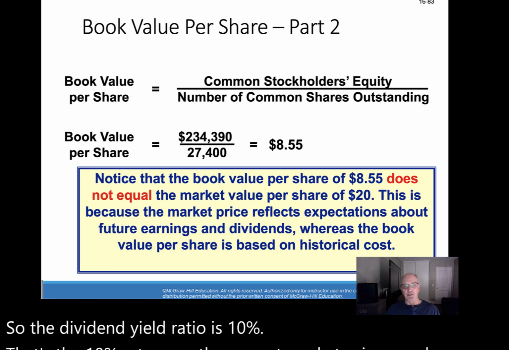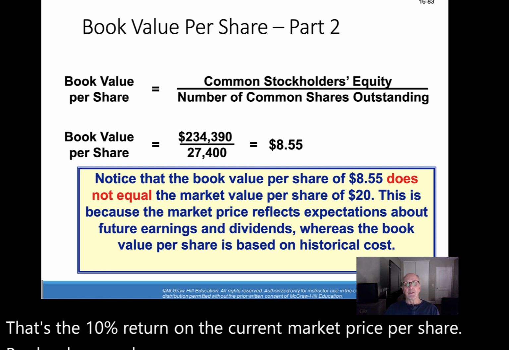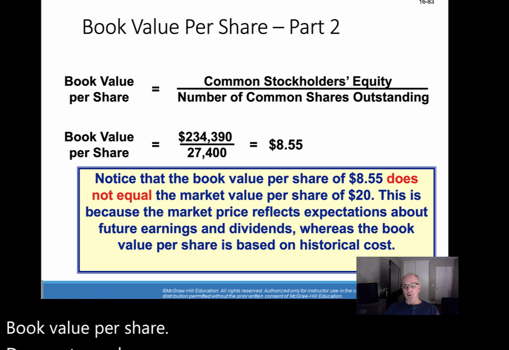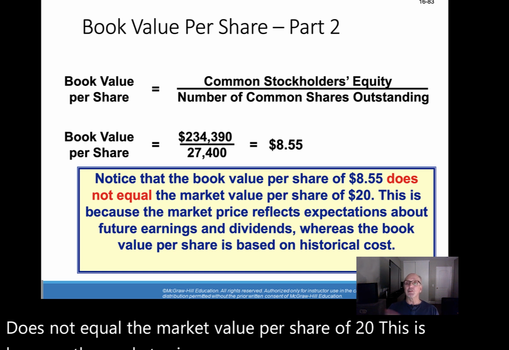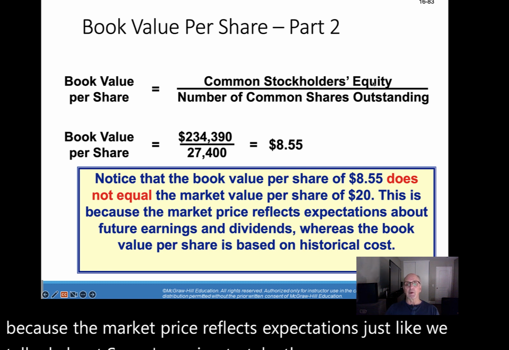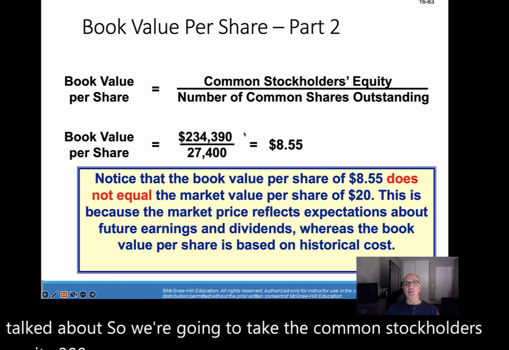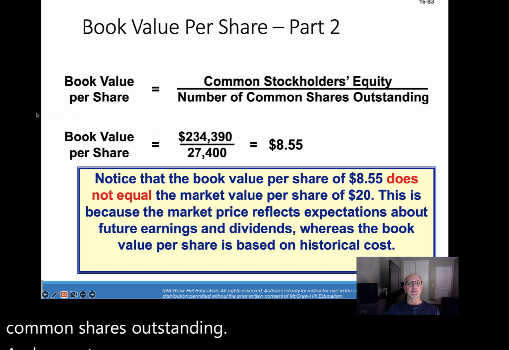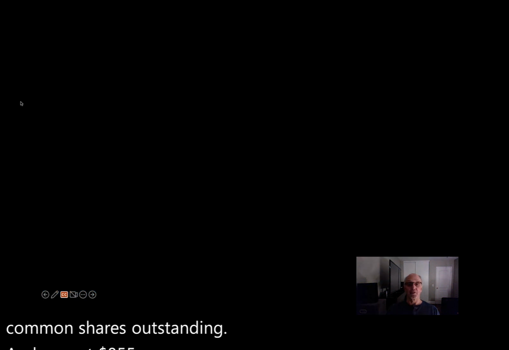Book value per share does not equal the market value per share of 20. This is because the market price reflects expectations, just like we talked about. So we're going to take the common stockholders' equity, $234,390, divide it by the number of common shares outstanding, and we get $8.55 per share. That's the book value. And that's a brief look at Chapter 16.